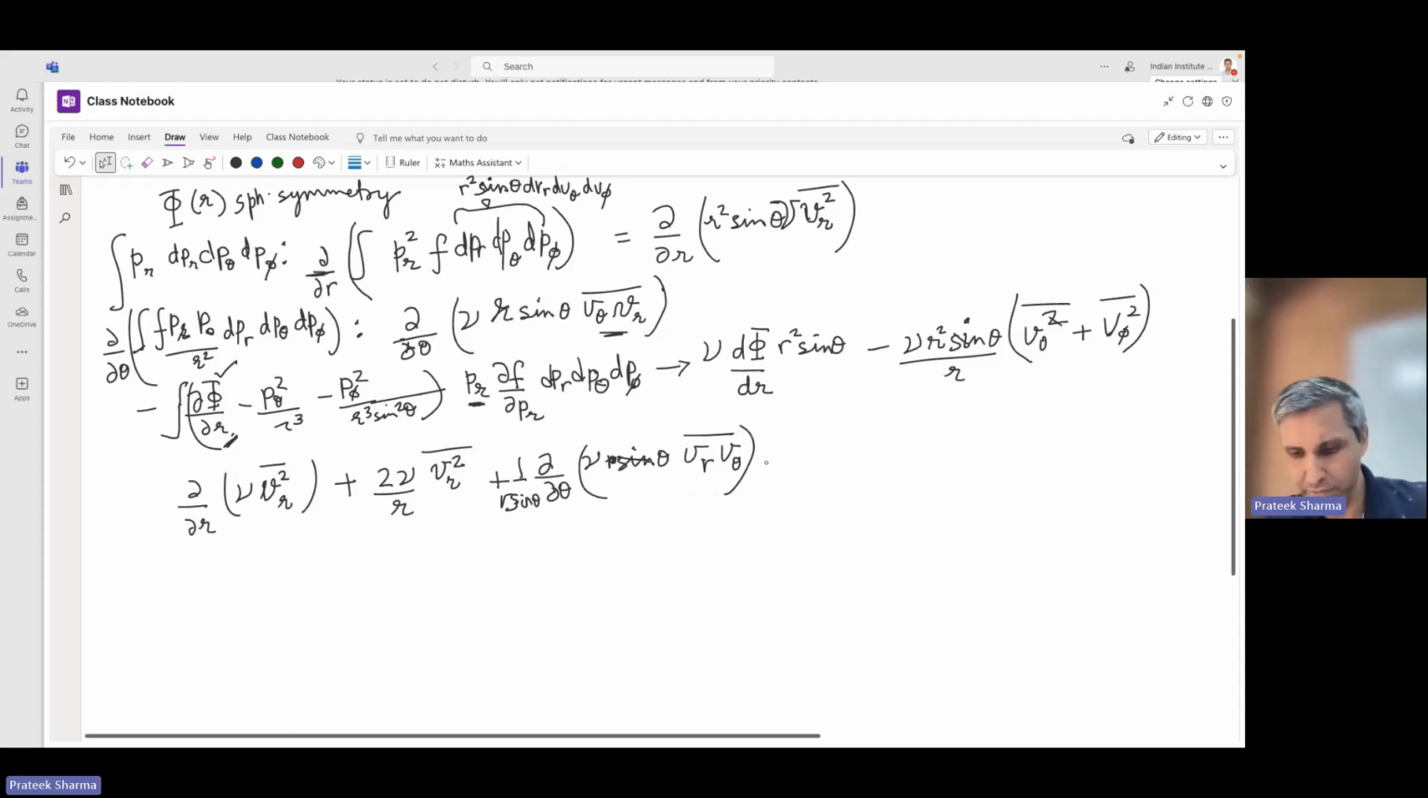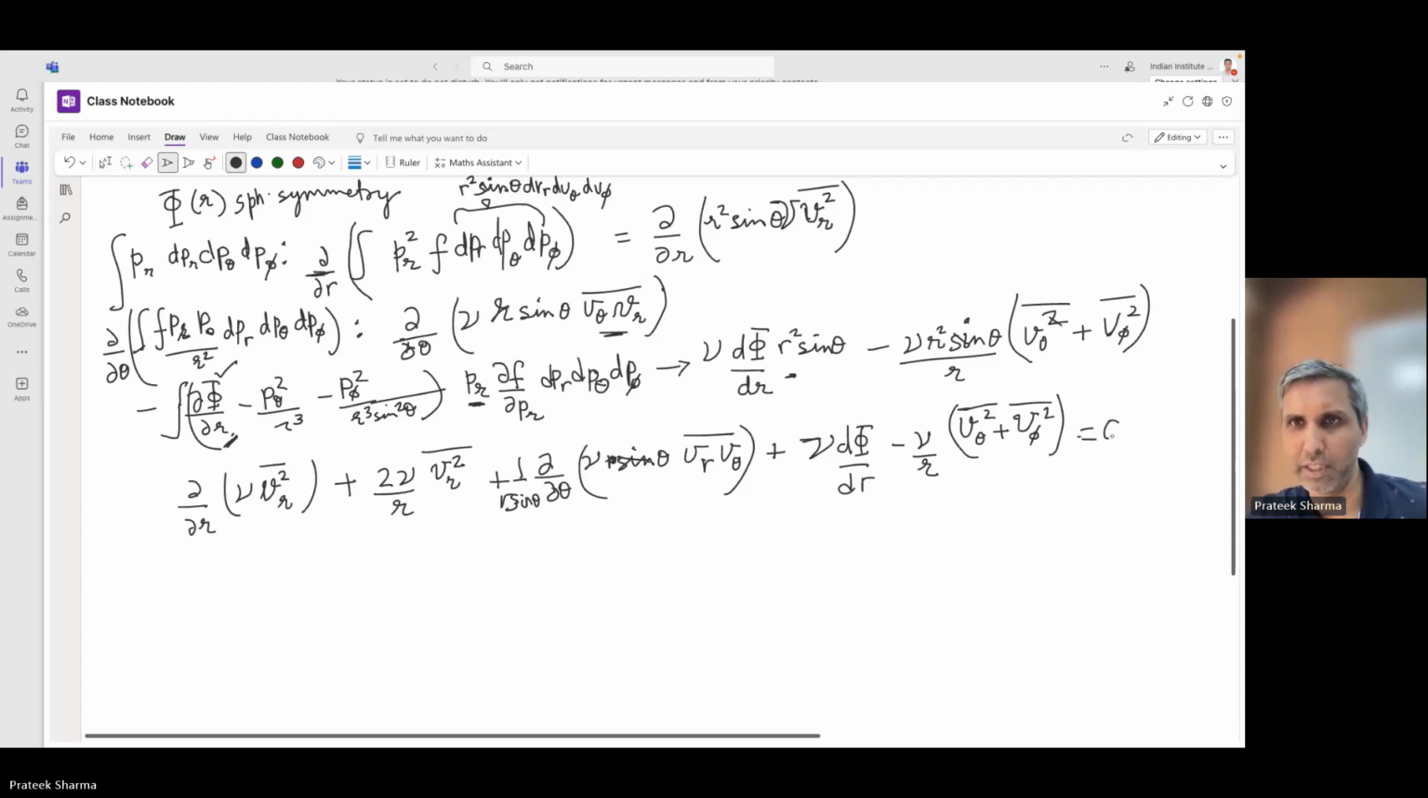So let me actually just write the other terms as well. Plus nu d phi dr, this is this guy, and minus nu by r times V theta squared plus V phi squared bars is equal to 0. So this is the moment equation.